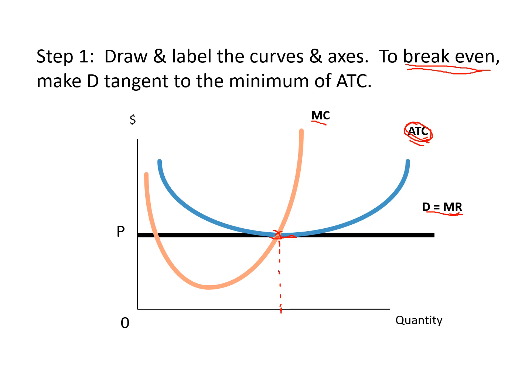And if the firm is breaking even, this average total cost curve, remember, always intersects with the marginal cost curve at the minimum of the average total cost curve, and that intersection will be at a tangent to the demand curve, which is the same thing as the marginal revenue curve, just at the price determined by the market.